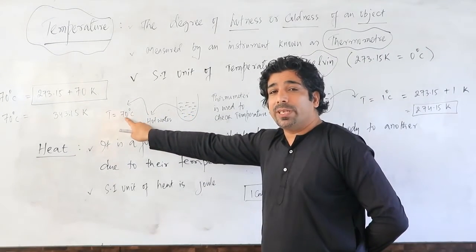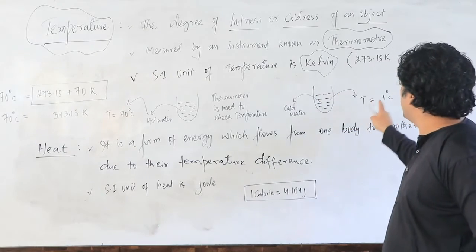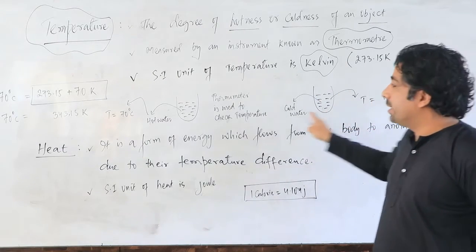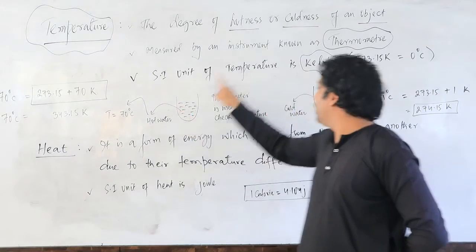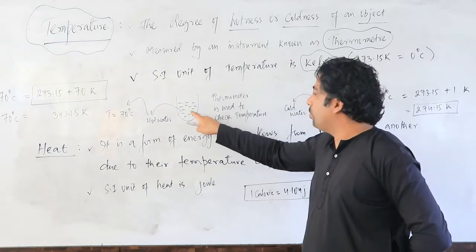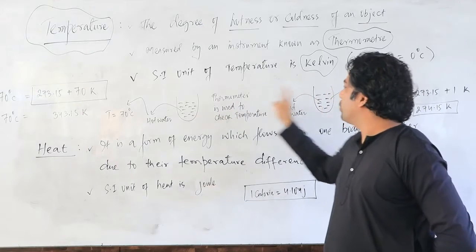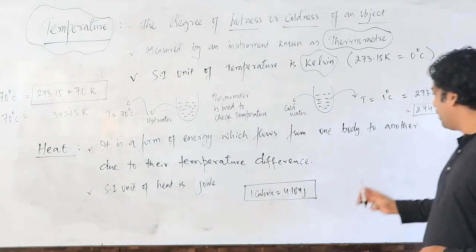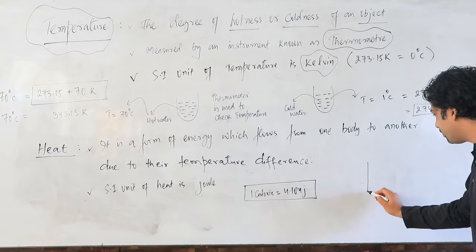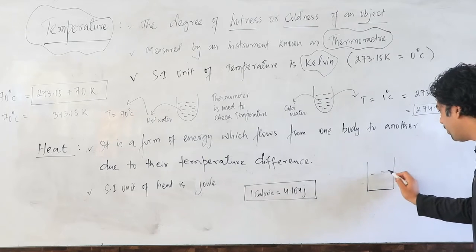How much is the temperature here? 70 degrees Celsius. How much is the temperature here? 1 degree Celsius. That means heat can flow from here to here, from the hotter object to the colder object, because there is a difference in temperature. Yes, have a look here, my dear friends. Let us suppose I have here hot water.